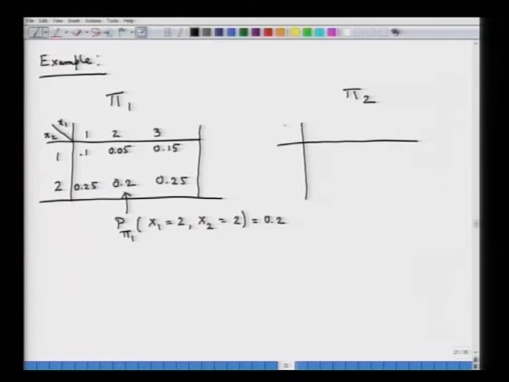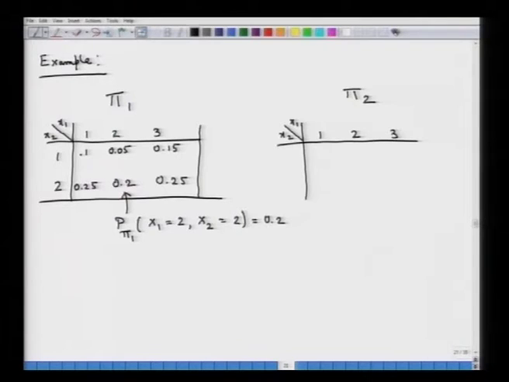For pi 2 population, we have the same variables. So, both are bivariate populations. If one is bivariate and the other is of any other dimension, then there is no problem of misclassification as such. So, once again I have the same setup.